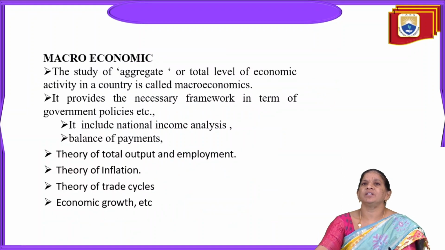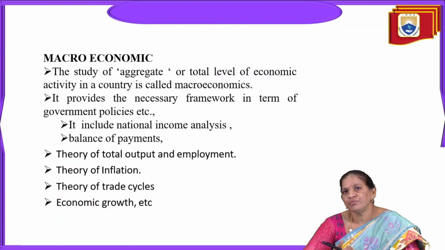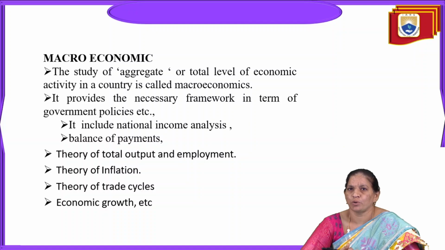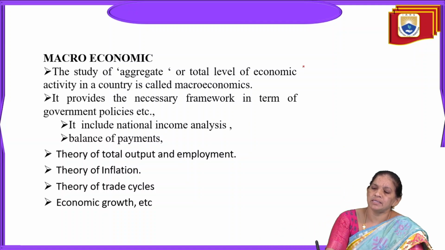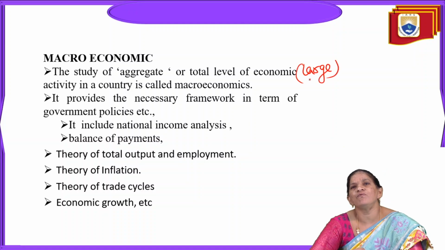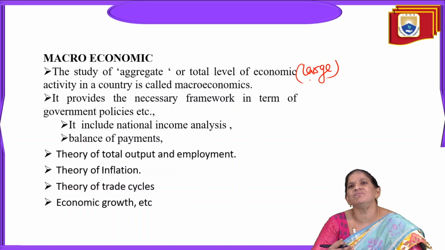Next, the clarification of the second type of economics, which is macroeconomics. Macroeconomics is the study of the aggregate or total level of economic activities in the country. We can say macro means large, consisting of all the things. Aggregate means total, each and every firm.